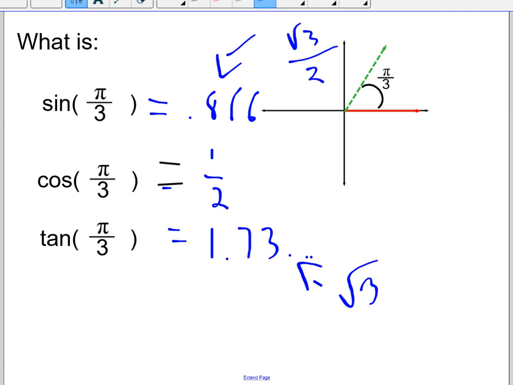And remember what that actually means. Sine is opposite over hypotenuse, cosine is adjacent over hypotenuse, and tangent is opposite over adjacent, SOHCAHTOA.